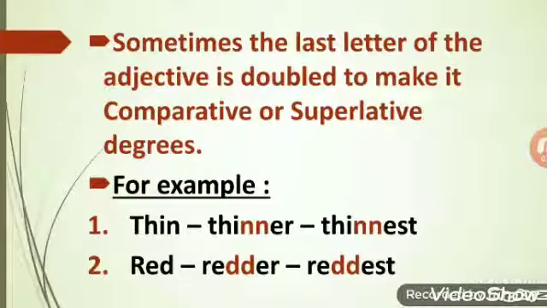Children, sometimes the last letter of the adjective is doubled to make it comparative or superlative degrees. For example, thin, thinner, thinnest. Here thin is a positive degree, thinner is a comparative degree, and thinnest is a superlative degree. Second example, red, redder, reddest. Okay.